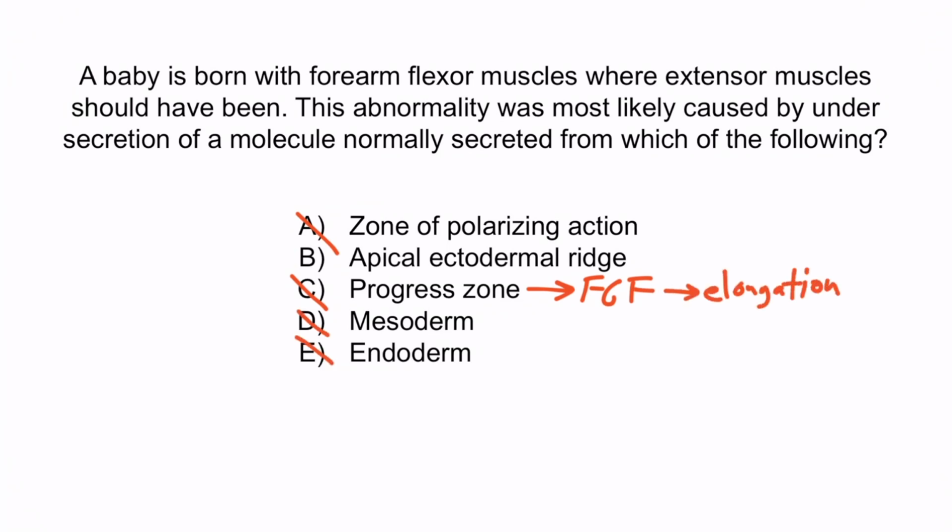And D and E are incorrect because we know that the apical ectodermal ridge is ectoderm, which is right there in the name. So Wnt7 protein does not come from mesoderm or endoderm. And that concludes this section.